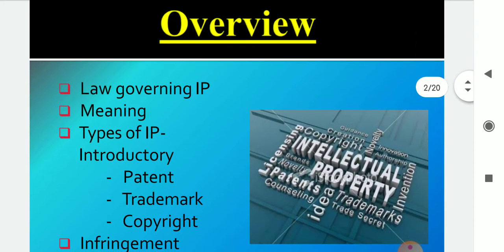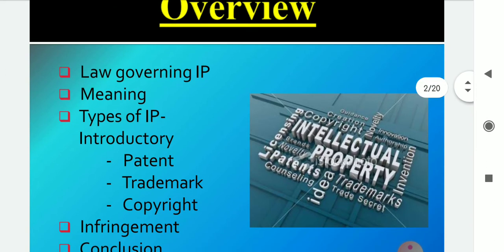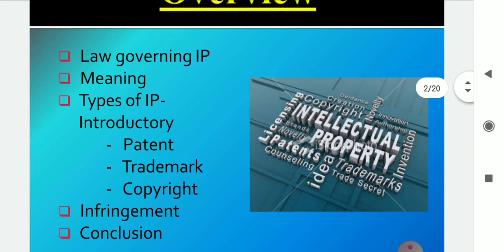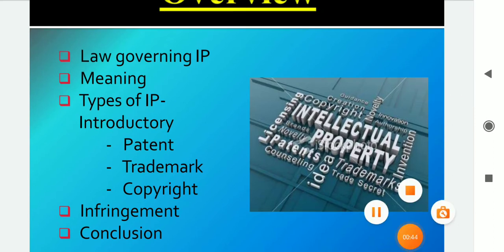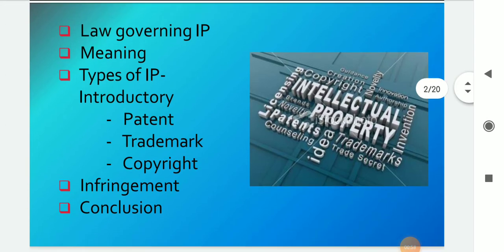In this lecture, we will overview the law governing intellectual property, meaning the types of intellectual property: that is the introductory part, patent, trademark, copyright, then infringement, then conclusion. Let's start our topic.